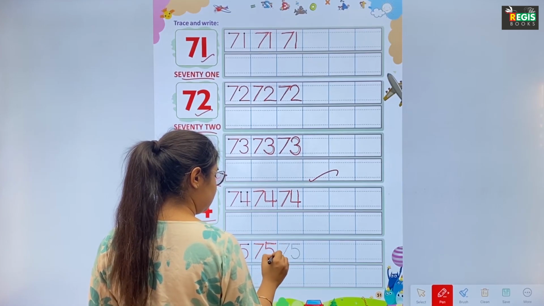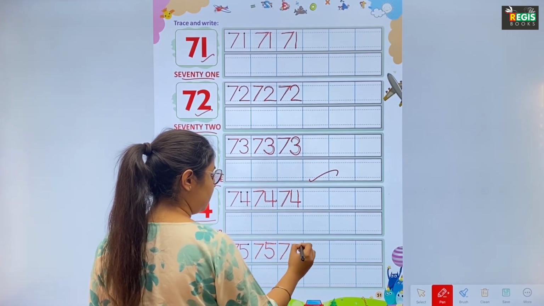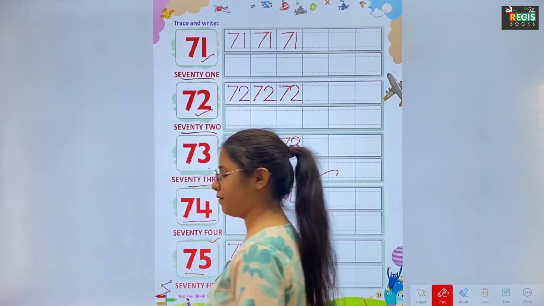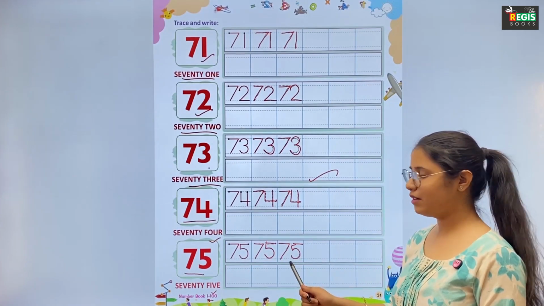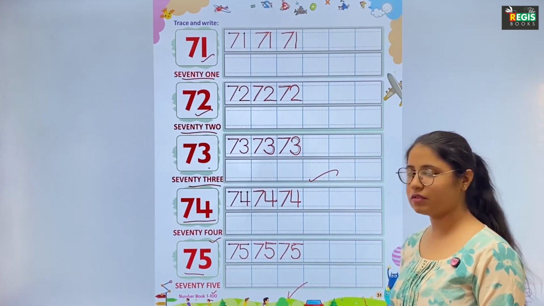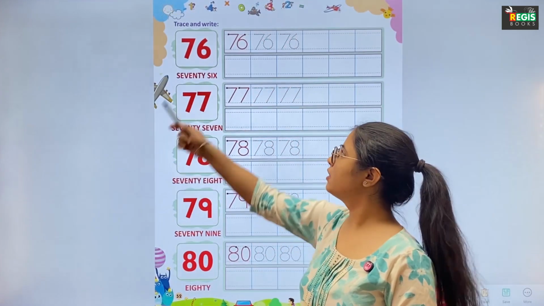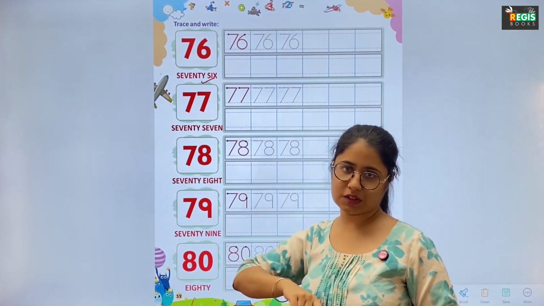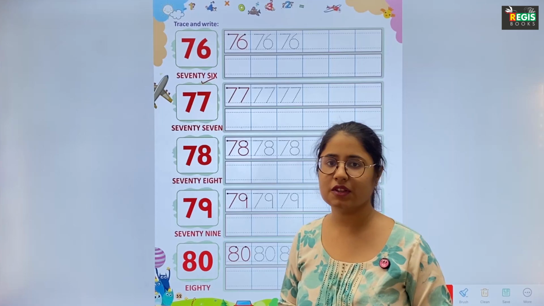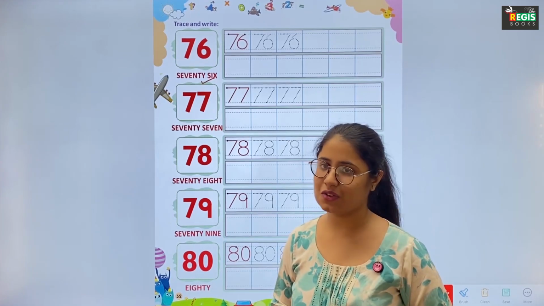75. And kids, write the number 75 in the rest of the boxes to practice it. Trace and write 76. We write the number 76 by writing 7 and 6 together.